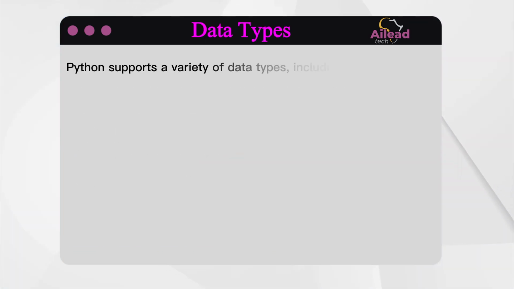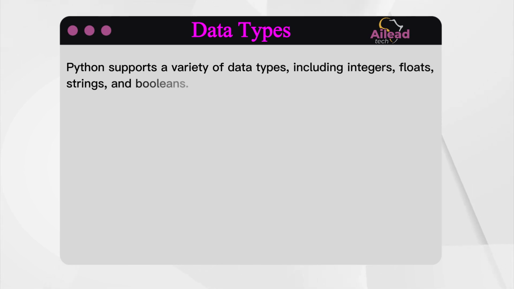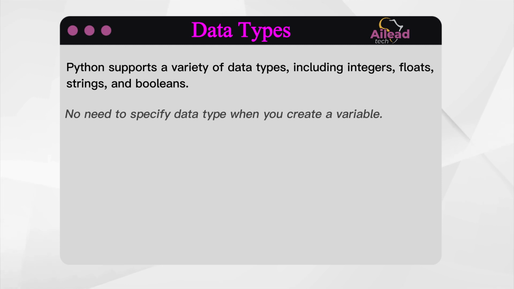Next, let's talk about data types. Python supports a variety of data types, including integers, floats, strings, and booleans. You don't have to specify the data type when you create a variable. Python automatically detects it based on the value you assign.